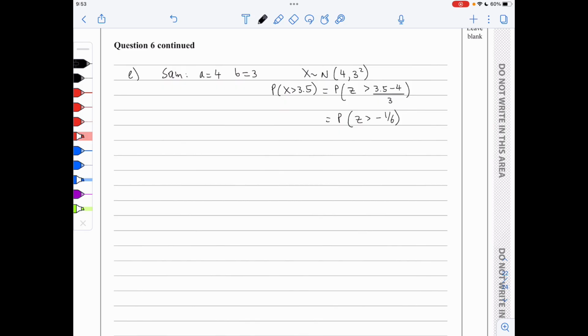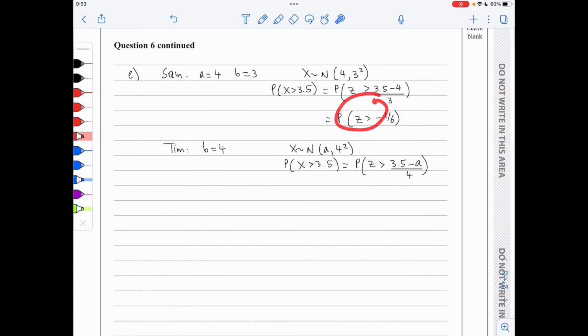Now for Tim, we know that he has obtained B to be 4, and therefore his random variable x follows normal with mean A and standard deviation 4. The probability of x being greater than 3.5 is the probability of z greater than 3.5 minus A over 4, and we want this to be a greater value than what Sam obtained.